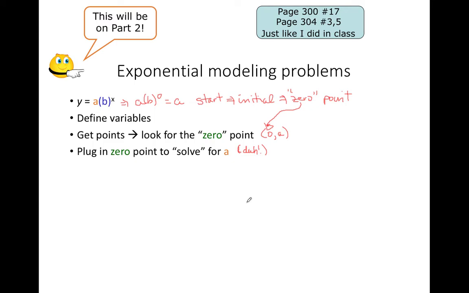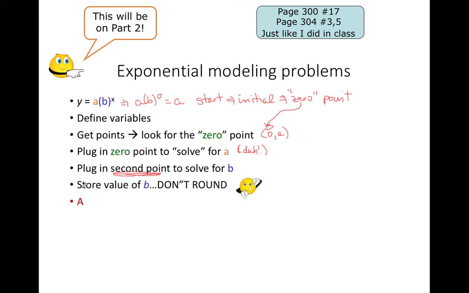Right? If you plug in the 0 point, you're always going to be a. That's why solve is in quotes. Then you have to find a second point. So you do still need to find 2 points in these problems. It's just sometimes the 0 point is in words, like it says at the beginning or initially there were. That's the 0 point.